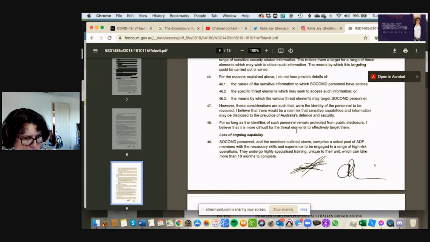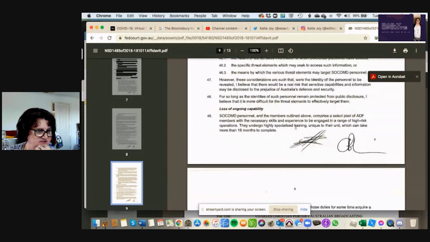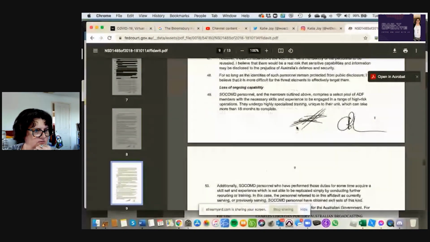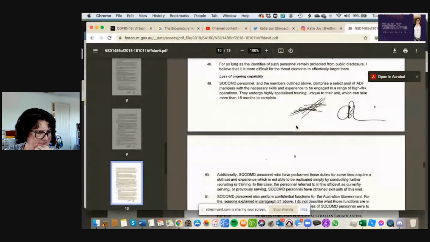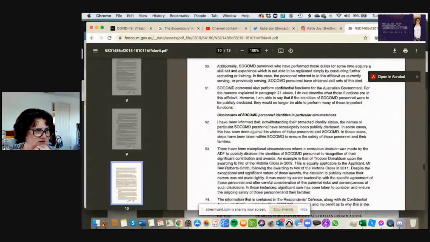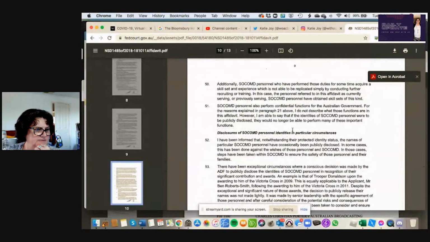SOCOMD personnel and the members outlined above comprise a select pool of ADF members with necessary skills and experience to be engaged in a range of high-risk operations. They undergo specialist training unique to their unit, which can take more than 18 months to complete. Additionally, SOCOMD personnel have performed these duties for some time, acquiring a skill set and experience which is not able to be replicated by simply conducting further recruiting or training.